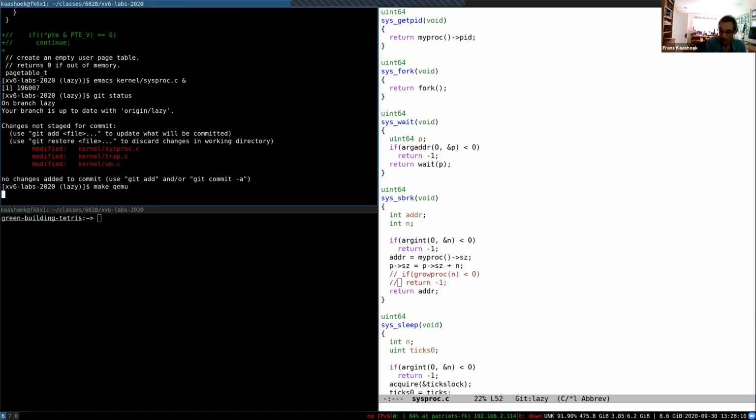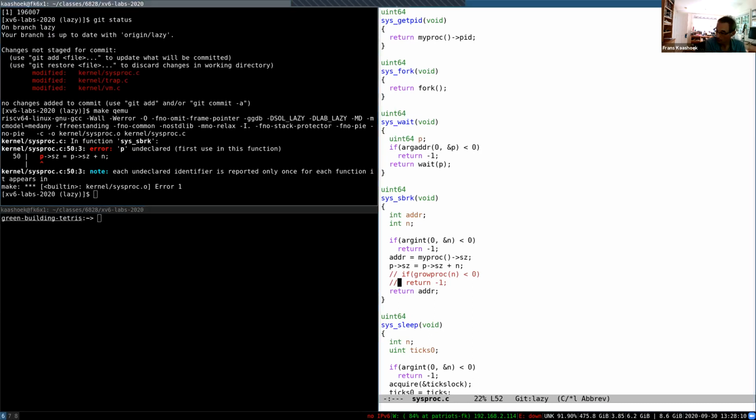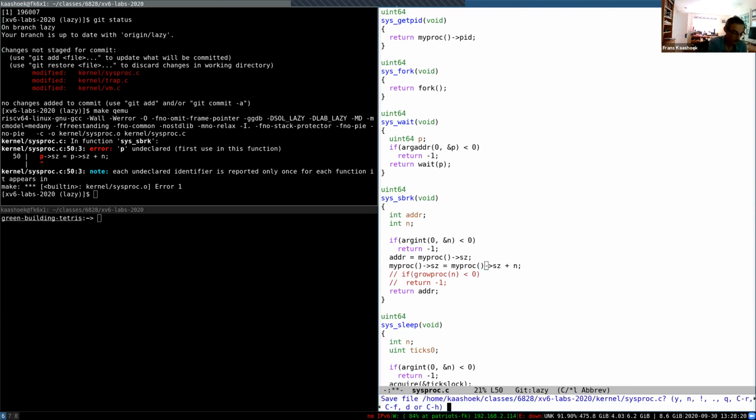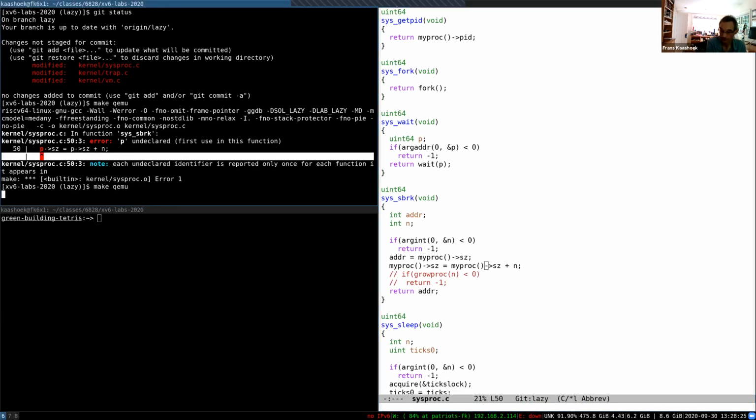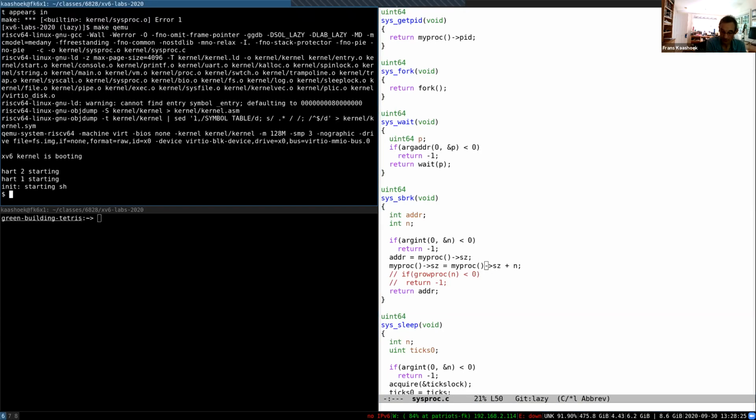Let's see if I can make no programming mistakes. I did make a programming mistake. I guess I don't have proc p here, so I'll make proc. Good. So the program just runs, or at least reboot.